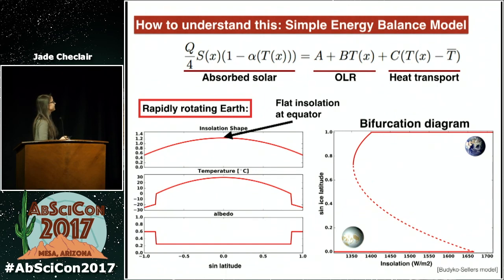Well, we can use a simple energy balance model, where the absorbed solar radiation is equal to the outgoing longwave radiation plus the heat transport, both parametrized. First for the Earth, here's an example state for the planet. This is the equator in the middle, and what's important to note is that the insolation shape is flat around the equator. We don't see a super sharp increase in insolation from the pole to the equator. Now, solving this EBM for the ice latitude, the latitudinal extent of the ice on the planet, we retrieve the bifurcation diagram that I showed and explained at the beginning, where the planet can jump into a snowball state here.